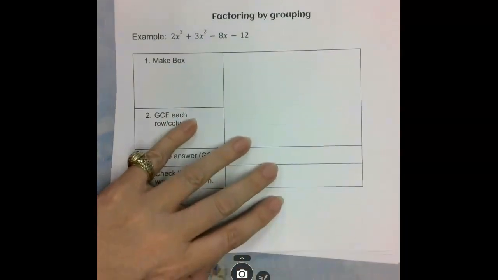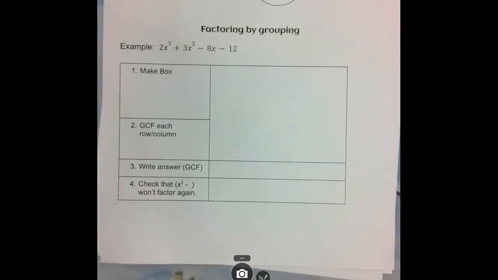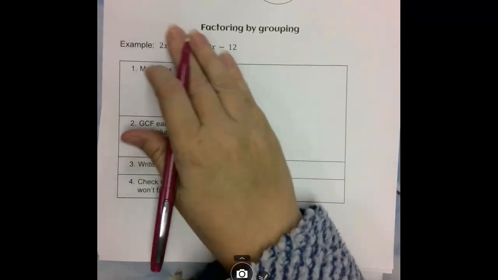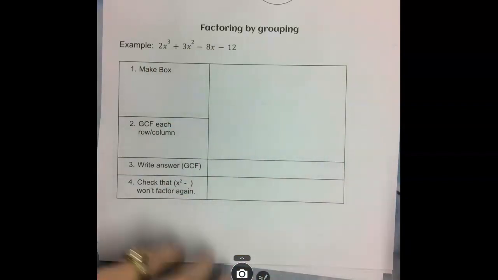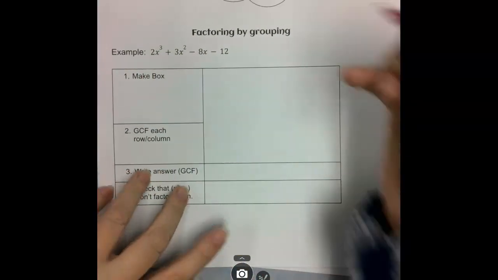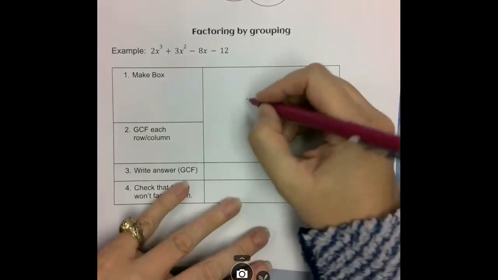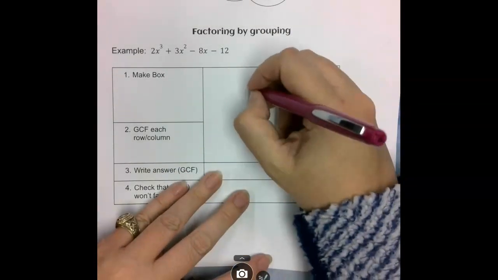Okay, the real thing we're going to talk about today is all about factoring by grouping. So here's our problem, and you'll notice that this has a cubed in it, and it's got 4 terms in it. That's what makes this different than what we were doing before. So our first step is we're going to use the box method, because this is super easy, and you guys are super good at it.